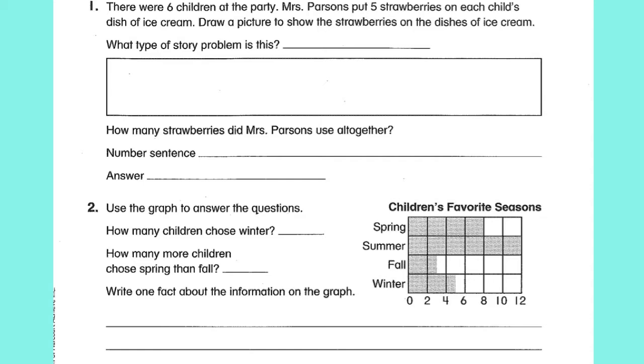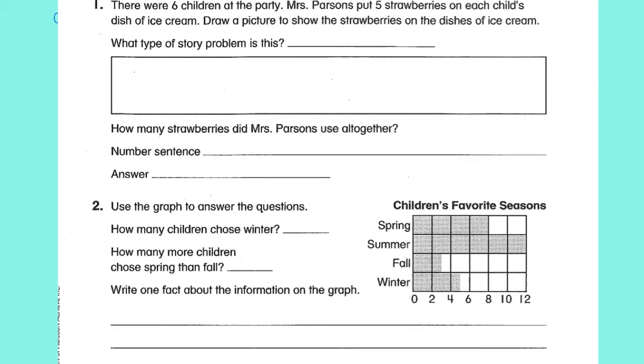Okay, so there were 6 children at the party. Let's underline our important information. 6 children, and she put 5 strawberries on each child's plate. So we're going to draw a picture to show the strawberries on the dishes of ice cream. But first we want to know what type of story problem is this. Think about it.